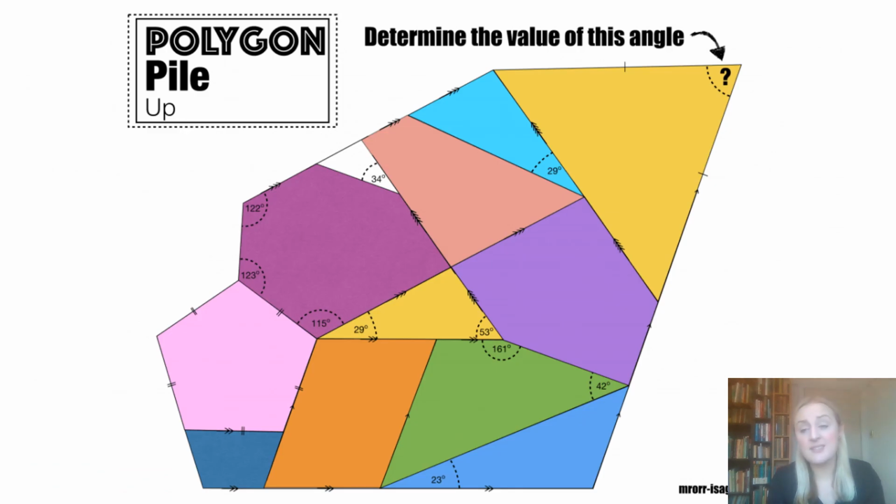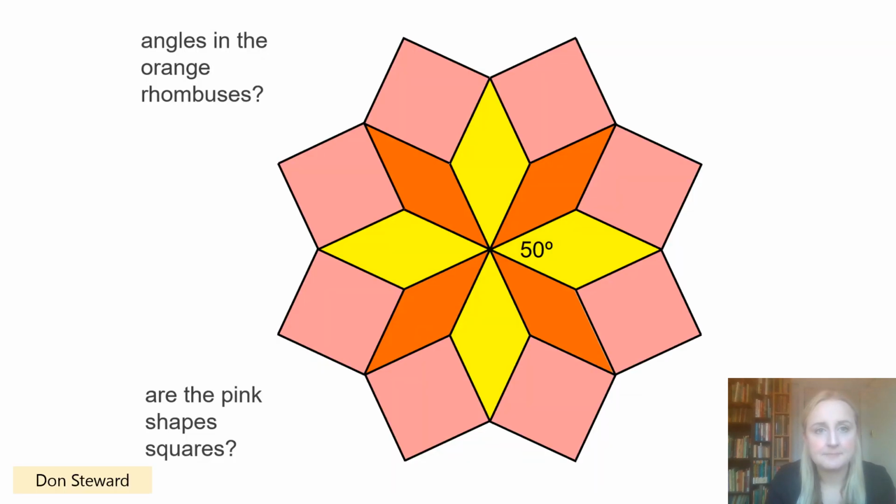On the same website, on the same blog post, we have a polygon pile-up where students are trying to work out the angle at the top, and they're given various bits of information along the way. There's also a blank version, so they can come up with their own, and think about what's the minimum information we need to be able to work out the angle at the top. So that's a really lovely activity.